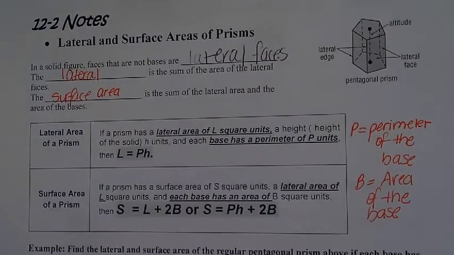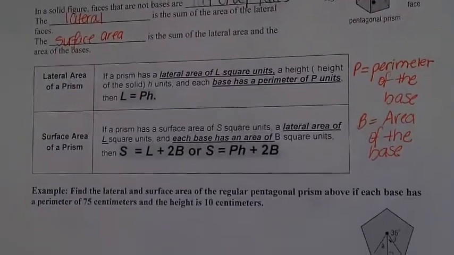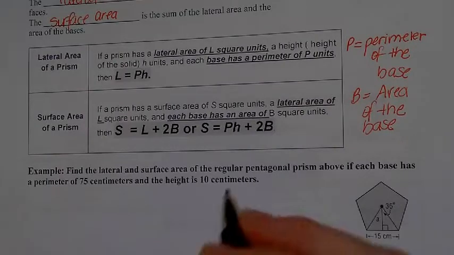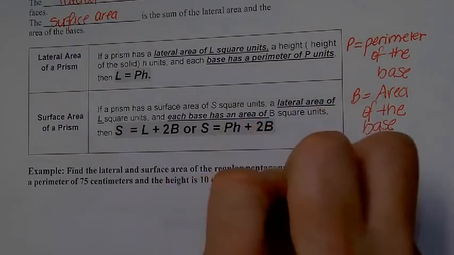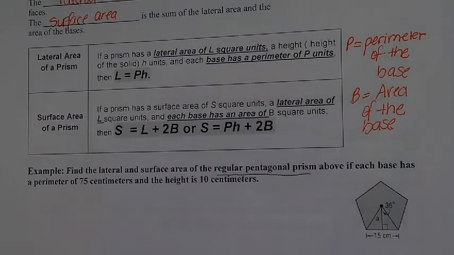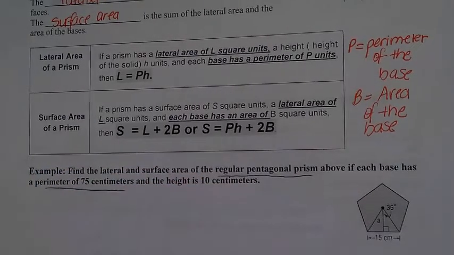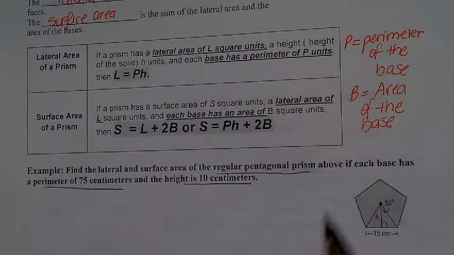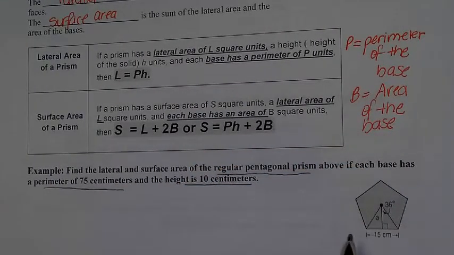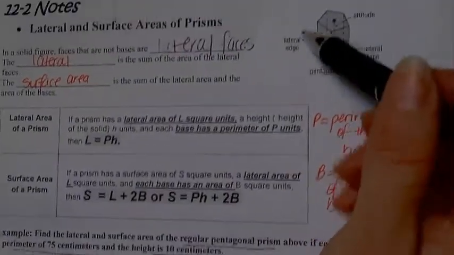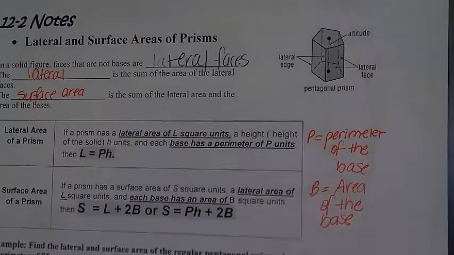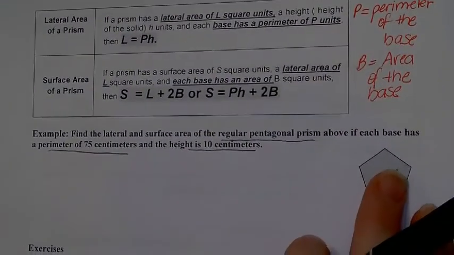So let's look at our first example. Find the lateral and surface area of the regular pentagonal prism. We thought you were going to get away from that, but you're not. Surprise. Each base has a perimeter of 75, and the height is 10 inches. When they're saying the top figure, they're talking about this one, and this is the information they give me.